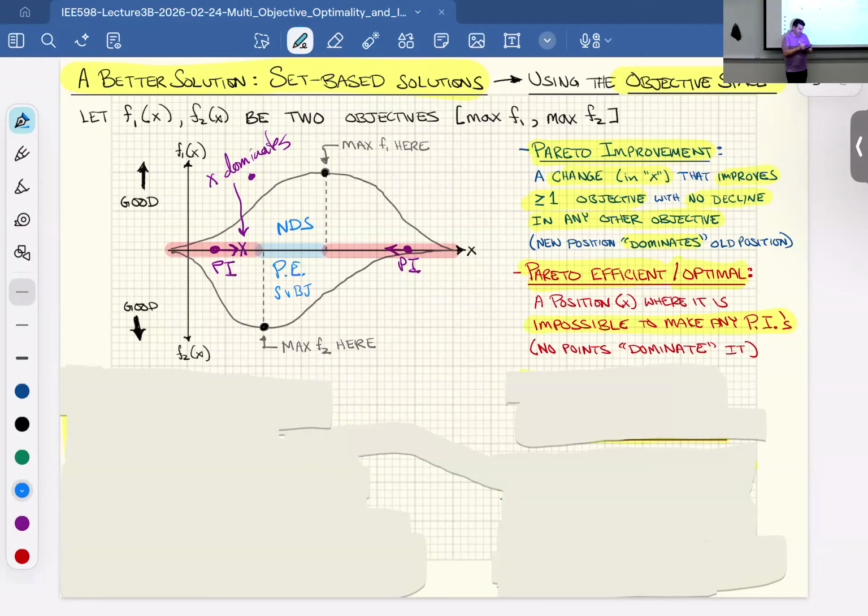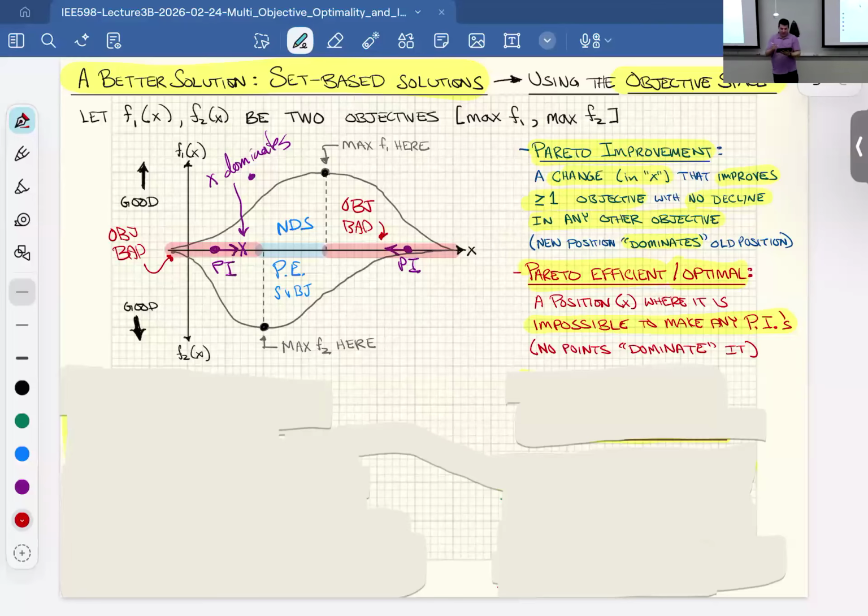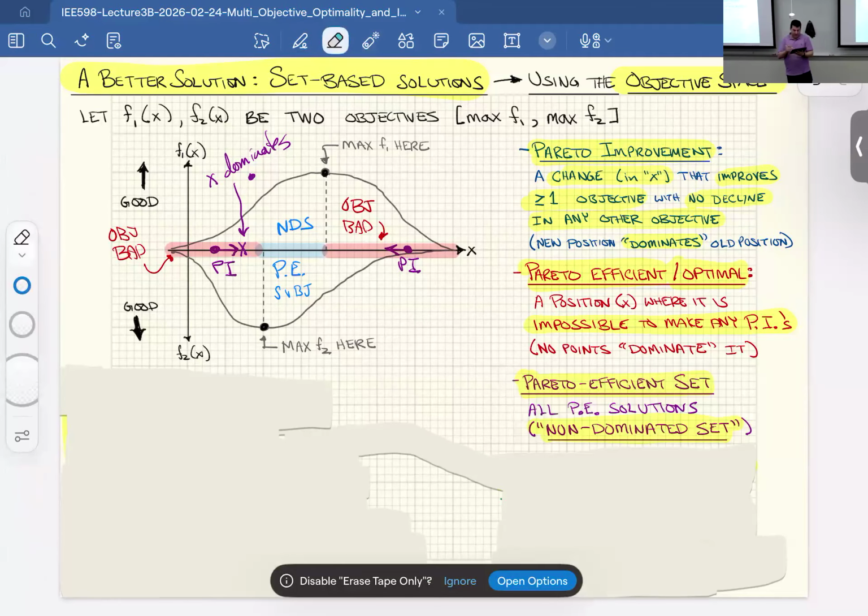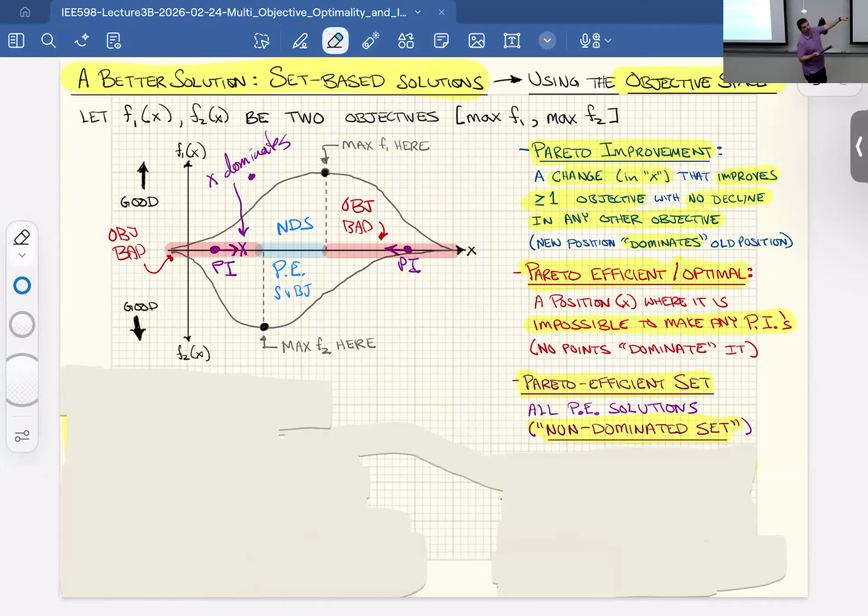So here, things are objectively bad. Objectively bad in this region, and likewise objectively bad in this region. But they are subjectively open for discussion in this region. So that is the so-called Pareto efficient set or non-dominated set. Okay, so that's one way we can visualize this. Any questions about this?